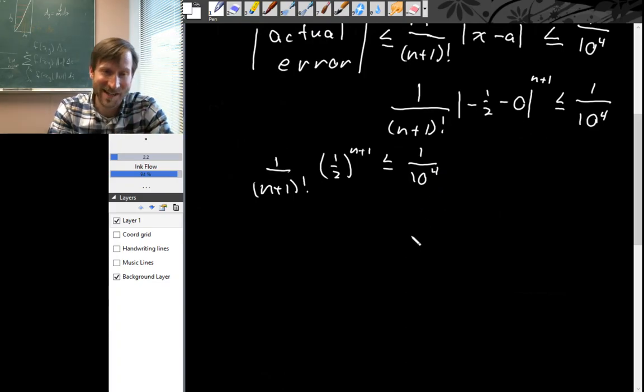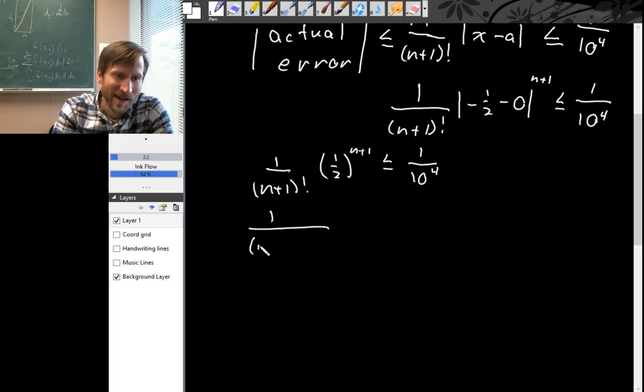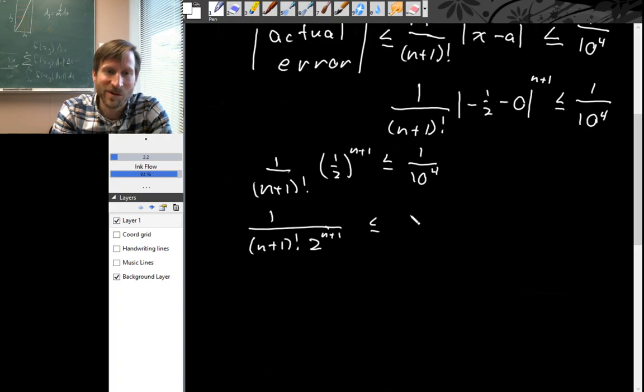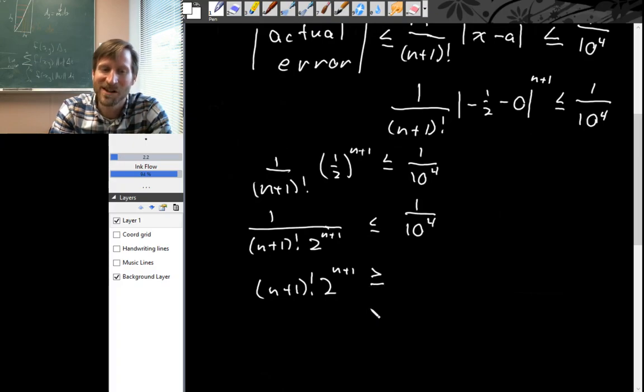Okay, what a mess. So let's simplify this a little bit. 1 over n plus 1 factorial times 2 to the n plus 1. So I'm just putting this factor of 2 in the denominator in the same fraction as the factorial, less than or equal to 1 over 10 to the 4th. Now n only shows up in the denominator, so let's take reciprocals. N plus 1 factorial times 2 to the n plus 1. When you take reciprocals, that also turns around the inequality, so greater than or equal to 10 to the 4th.